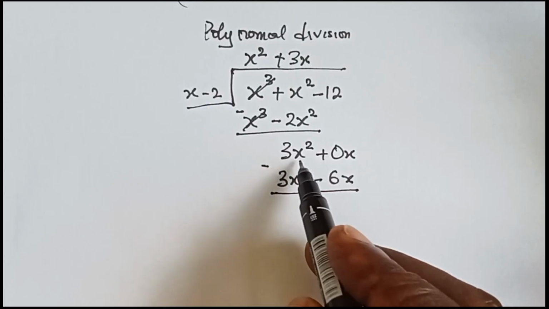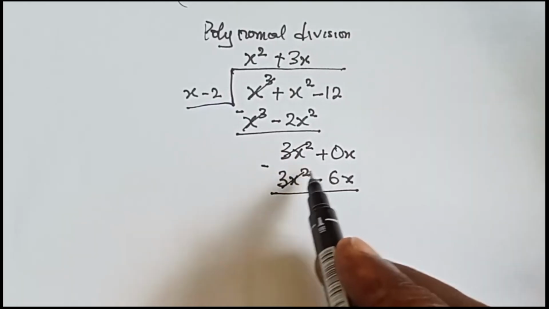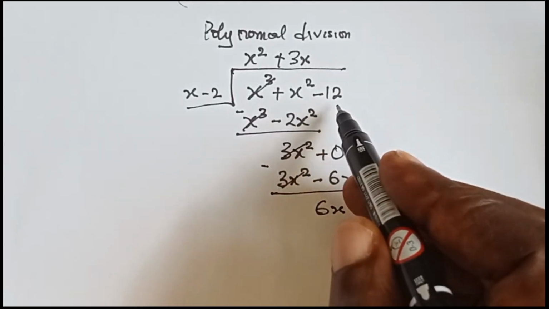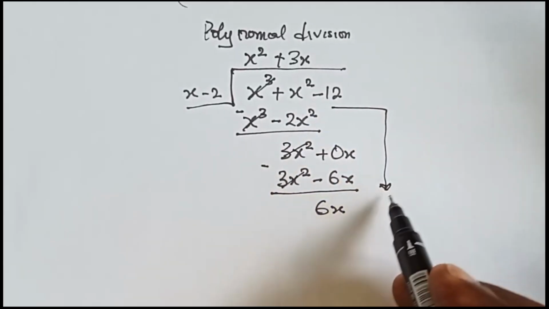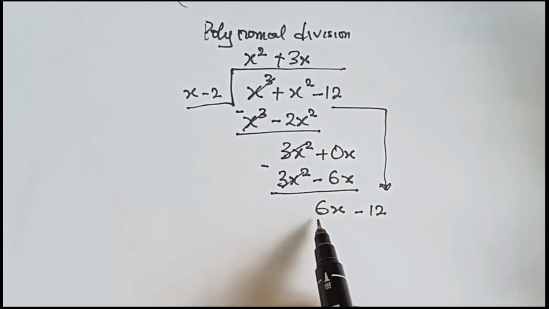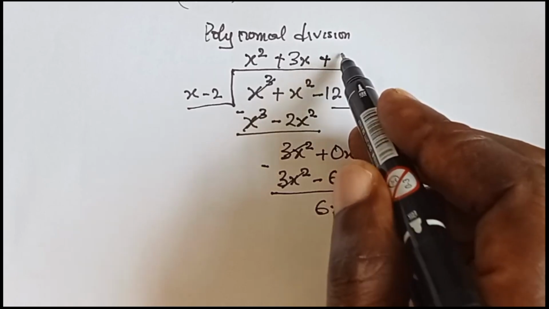So 3x squared minus 3x squared will give me 0. This will cancel this. And then plus minus 6 will give me plus 6x. Now I can bring down this minus 12. And then lastly, divide 6x by x to give me plus 6. So write the plus 6 here.